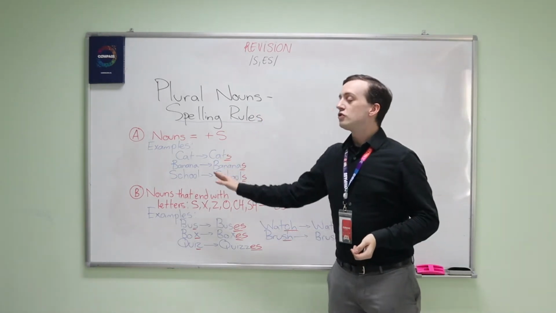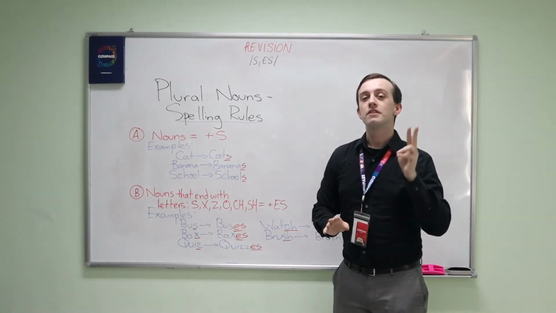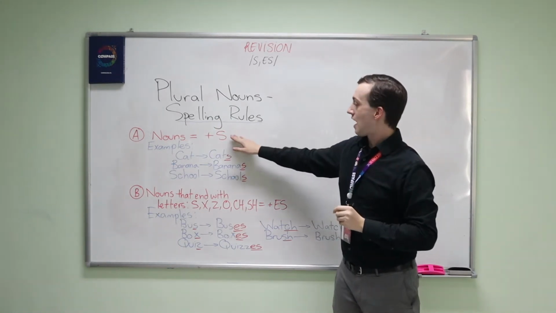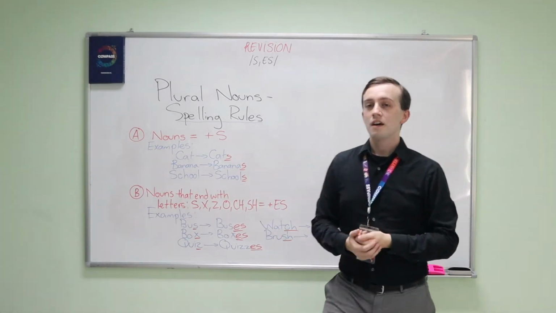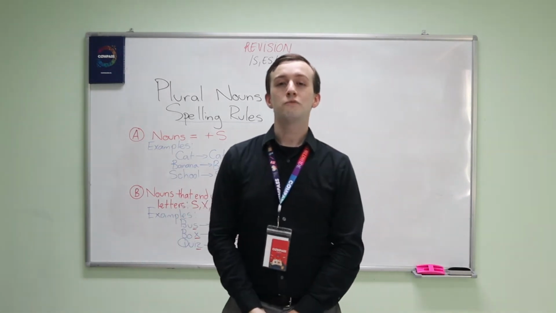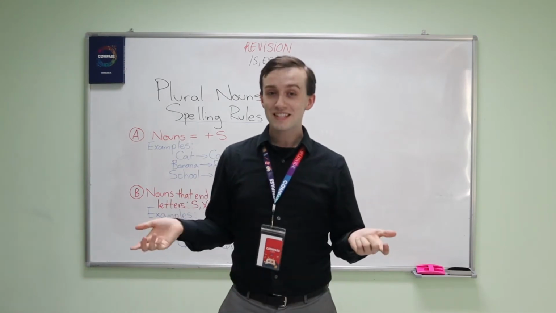So, to make a noun plural, there are two ways. Add S and add ES. Okay, now we'll study about pronunciation of plural nouns.